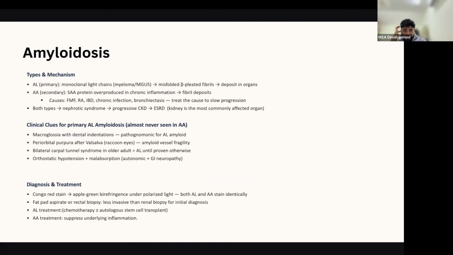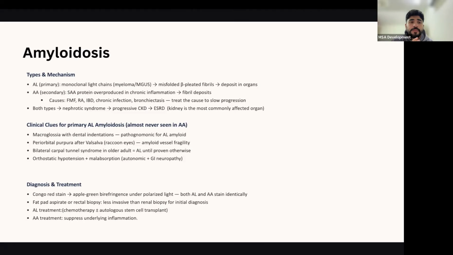Then we have amyloidosis. Now, we have two types of amyloidosis. The first type is a primary type of amyloidosis, where you have these monoclonal light chains going and depositing in the organ. The second type, you have these serum amyloid proteins that are being overly produced due to chronic inflammation, and they will go and deposit in organs. So it's two ways. So it's either a monoclonal light chain going and depositing in an organ, or we have this chronic inflammation going on, and SAA, which is a biomarker for inflammation aslan, will go out and basically deposit in kidneys or whatever organs.